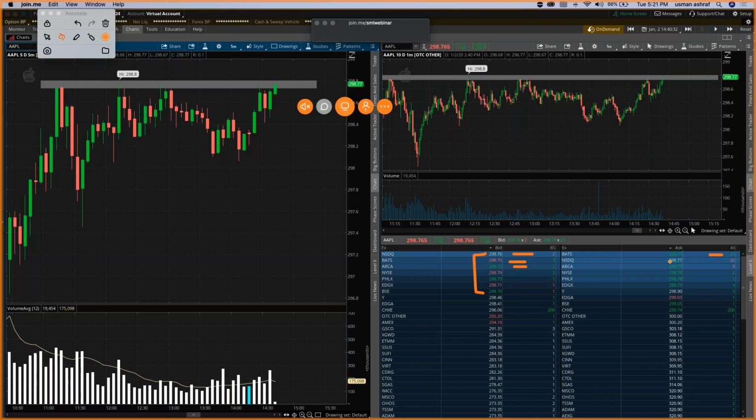So this is now telling us that right here, if the buyers do not get aggressive, if the buyers do not pick up on the bid size, it has a very, very, very high chance of getting rejected. Because that one has 23.